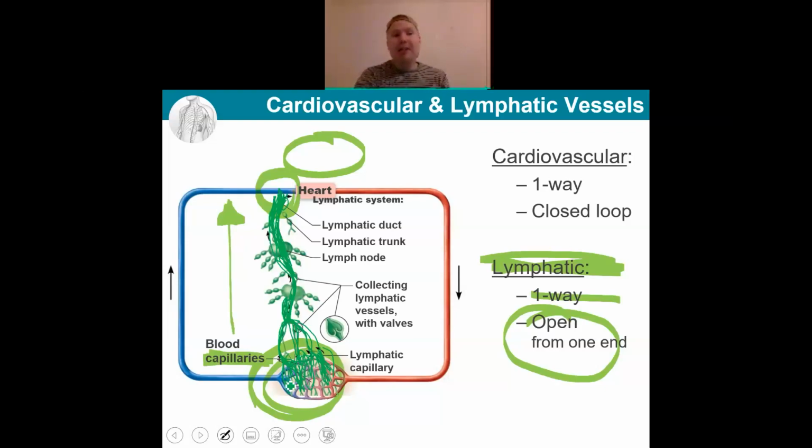But what we'll notice is that unlike the cardiovascular system, where we had this closed loop, the lymphatic system is an open-ended system. It's open from this end.